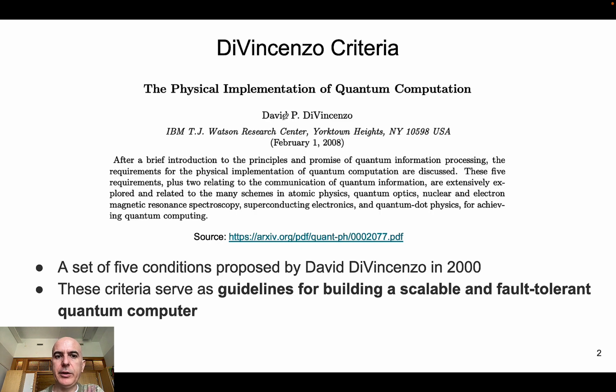So the DiVincenzo criteria are a set of 5 conditions initially proposed by David DiVincenzo around 2000. You can find the paper on arXiv, pointed here, and it's a very interesting read, and I also posted the link on Canvas. So why are these criteria important? Well, these criteria serve as guidelines for building a scalable and fault-tolerant quantum computer that can be useful to develop a quantum application. So let's go through together these 5 requirements.